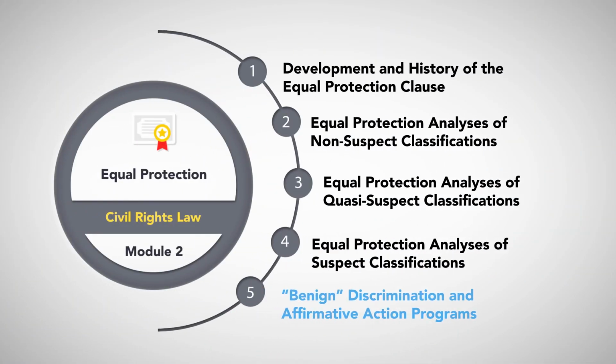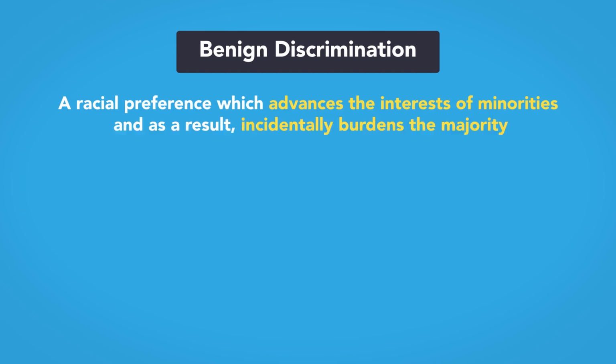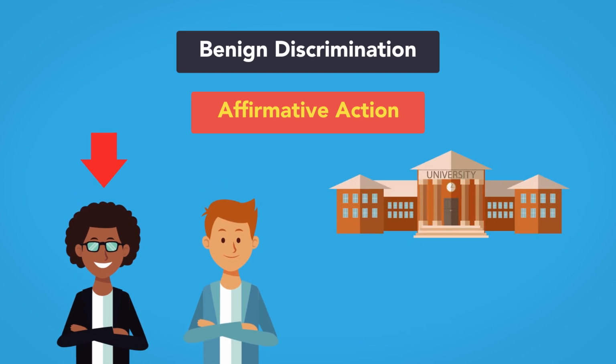Benign discrimination and affirmative action programs. Benign discrimination is generally defined as a racial preference which advances the interests of minorities and, as a result, incidentally burdens the majority. These rules, called affirmative action, usually take the form of preferences for minority applicants in universities or employment.